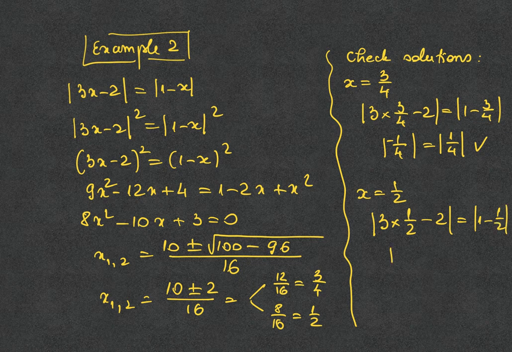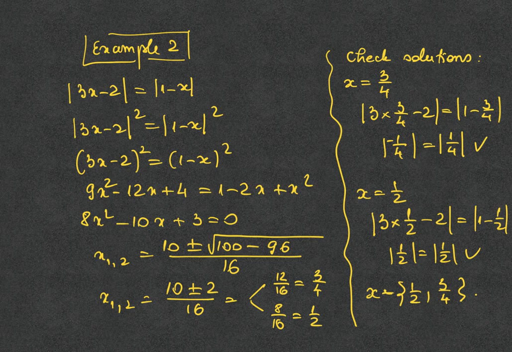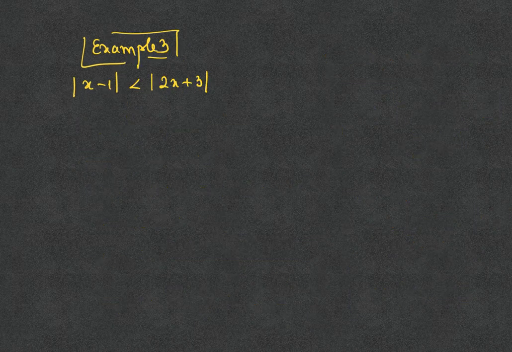3 over 2 minus 2 is 1 over 2, equals absolute 1 over 2, correct? So both are solutions. And at the end, I write my conclusion. So 1 over 2 and 3 over 4 are the two solutions. Of course, you can look at this equation graphically, graphing the left-hand side, graphing the right-hand side, and seeing where they intersect, but that would require more analysis of the graph, and it's a longer solution.